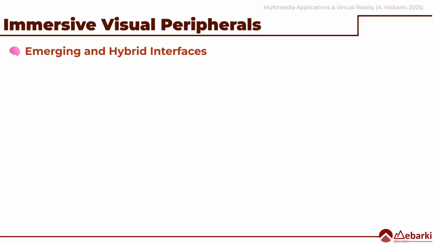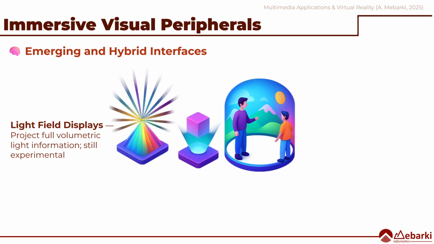Let's look at emerging and hybrid interfaces. These are next-generation VR systems that go beyond traditional screens and headsets, exploring new ways to experience immersion. First, light field displays. Light field technology reproduces both the direction and intensity of light rays in space, allowing natural depth perception and focus changes without stereoscopy. Still experimental, it represents a promising future for natural, fatigue-free VR experiences.